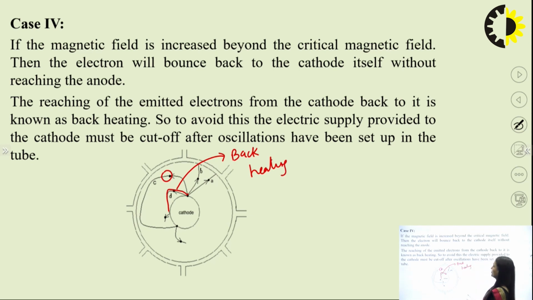To avoid this, the electric supply provided to the cathode must be cut off after oscillations have been set up in the tube. So when oscillation starts up, we must switch off the cathode supply. If we again give the cathode supply, then this type of back heating will occur in the magnetron, which will heat up your magnetron.